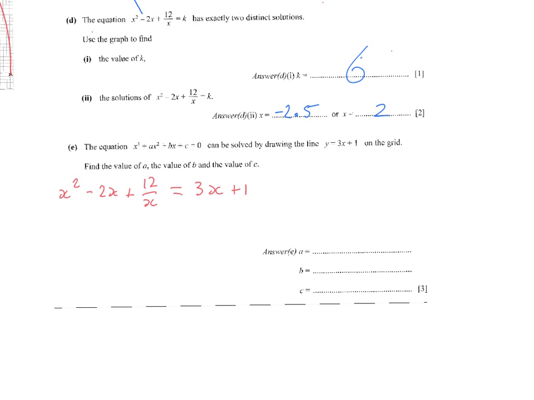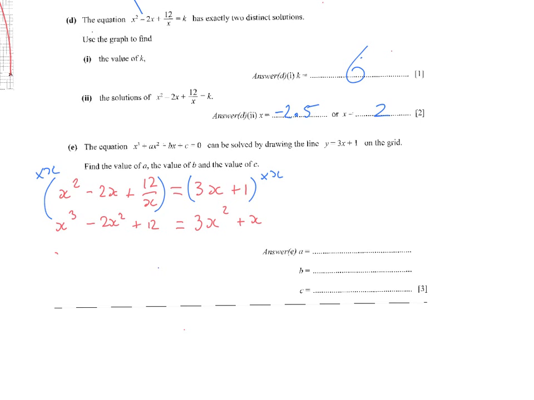And I got to rearrange this now. So first of all, there are no fractions here with a denominator of x. So I'm going to multiply everything by x to get rid of that fraction. That's only equal if I multiply the right side of the equation as well. So if I multiply everything by x, I'll get x to the power 3 minus 2x squared plus 12, because I multiply by x to get rid of that fraction, equals 3x squared plus x.